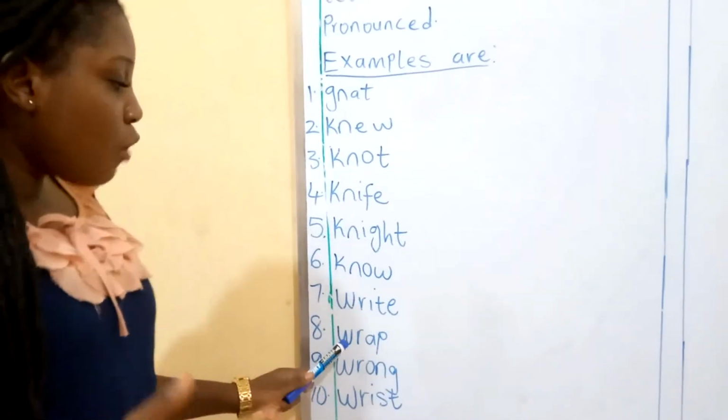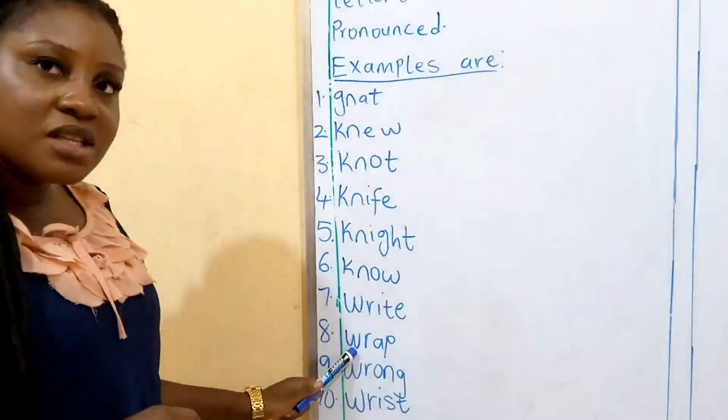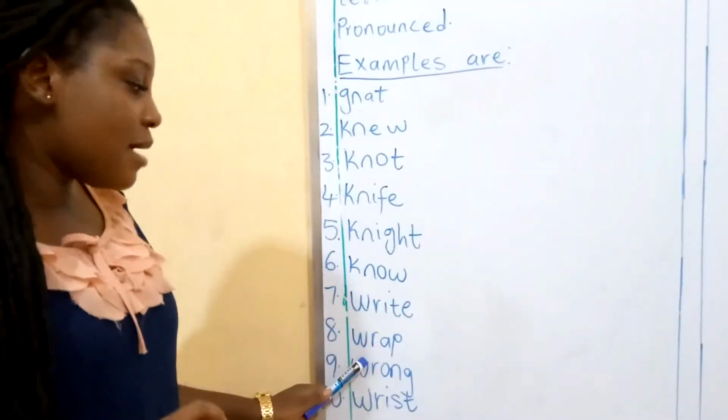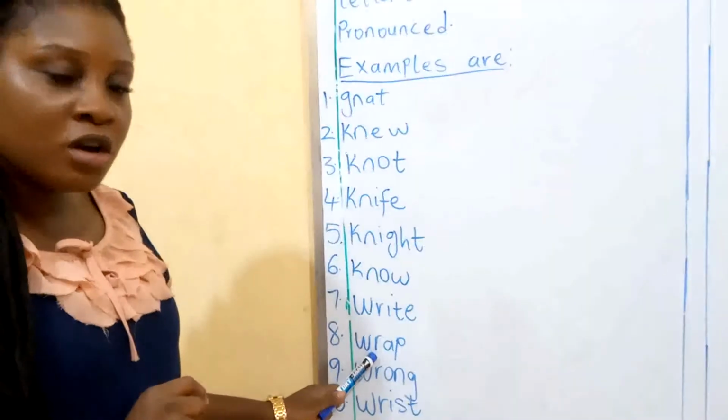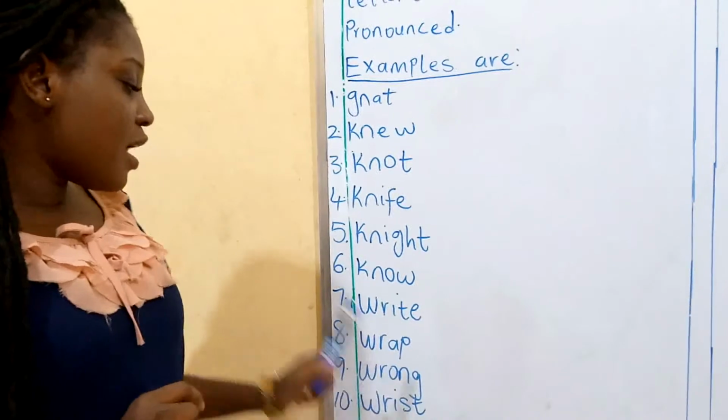So although we did not pronounce this one, we did not sound it when we were pronouncing it, when we are writing it, we must include it. We must include our silent letters when we are spelling them. If not, our spellings will be wrong. So we pronounce it as what? Rap. Okay, now look at number 9.